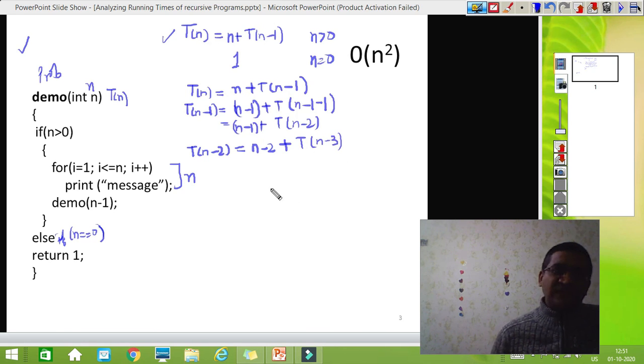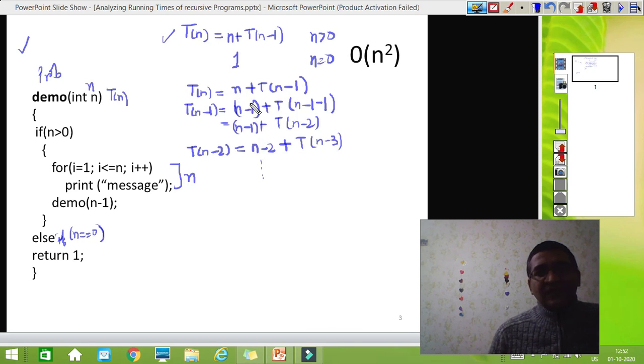So it keeps on expanding. When we keep on substituting, it keeps on expanding, and it will stop when this term becomes 0, and then you will get 1. Okay, so we need to keep on expanding, but before we expand this further, we need to observe what the behavior is.